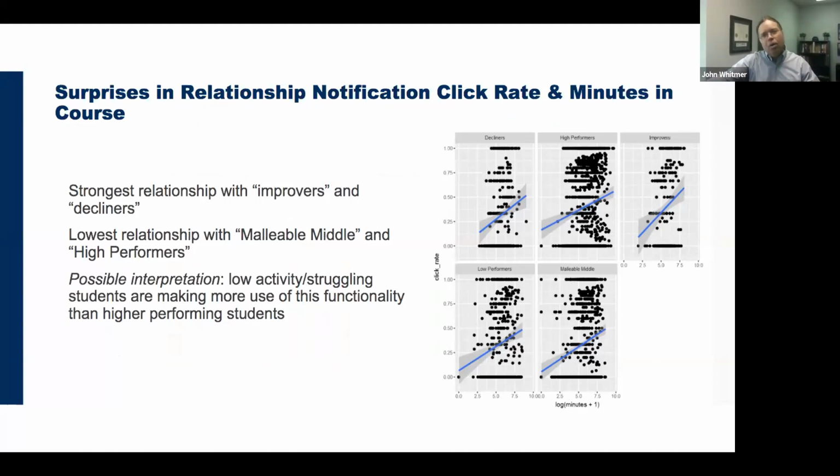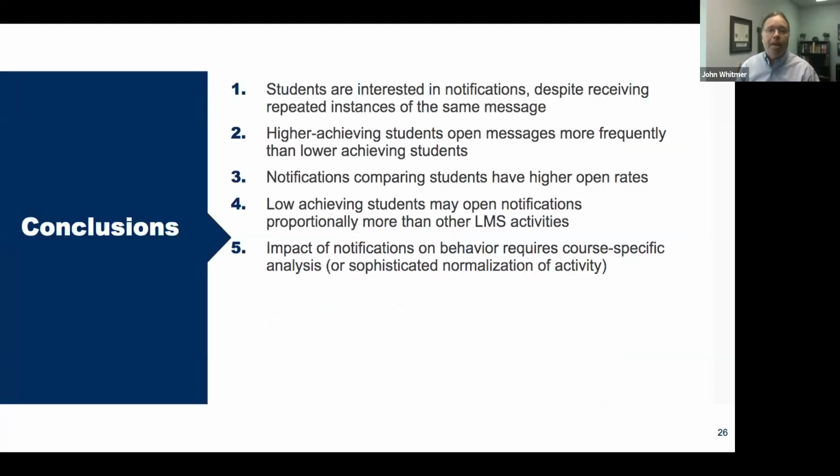But what we did find, looking at this over time, was that the students that were in this malleable middle, receiving multiple notifications, as well as the higher performers, had a lower relationship, and the students who were improvers or decliners, when they were spending time in the LMS, spent more time on these notifications relative to other students, which again, that awareness suggests that they were at least paying attention to it and it could have an impact. And I think that's the first stage of this question, which we wanted to research more moving forward.